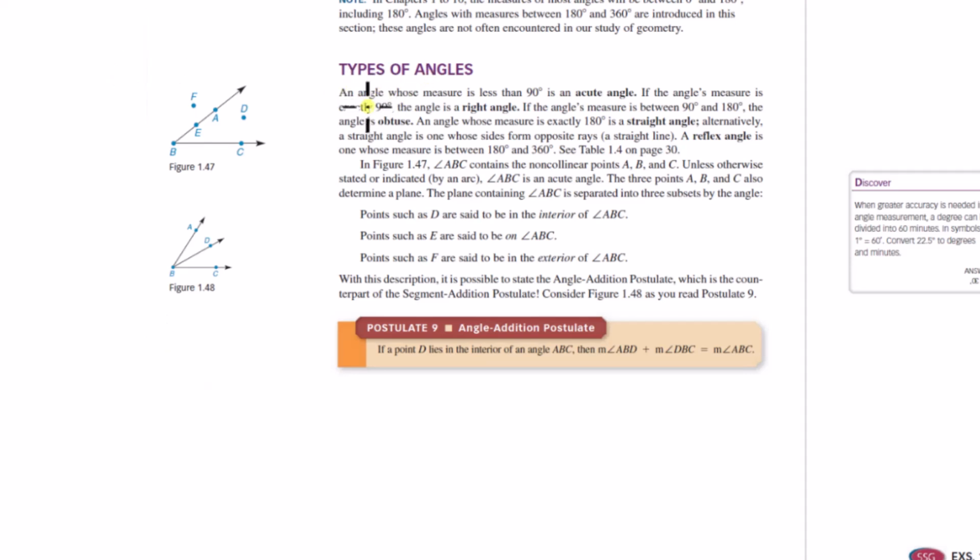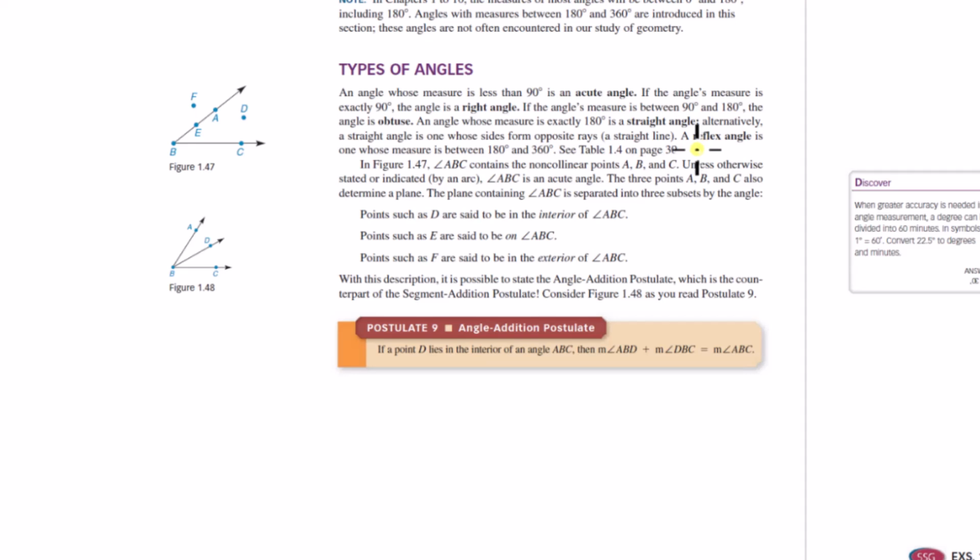Types of angles. An angle whose measure is less than 90 degrees is an acute angle. If the angle's measure is exactly 90, the angle is a right angle. If the angle's measure is between 90 and 180, the angle is obtuse. An angle whose measure is exactly 180 is a straight angle. Alternatively, a straight angle is one whose sides form opposite rays or a straight line. A reflex angle is one whose measure is between 180 and 360.